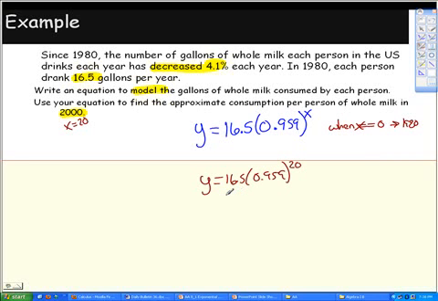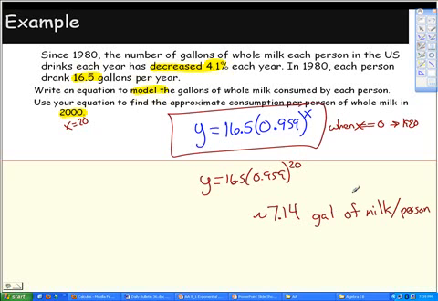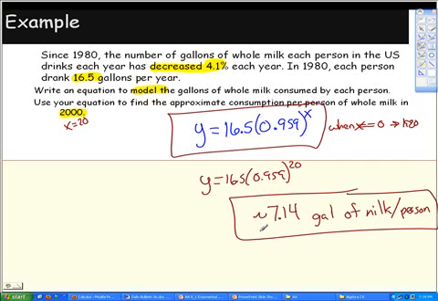16.5 times 0.959 to the 20 power. And what I'm getting is about 7.14. Did it say where to round? It did not say to round. So in the year 2000, we're doing approximately 7.14 gallons of milk per person. That should be gallons of milk per person. So I've got my function and I've got my prediction for the year 2000.